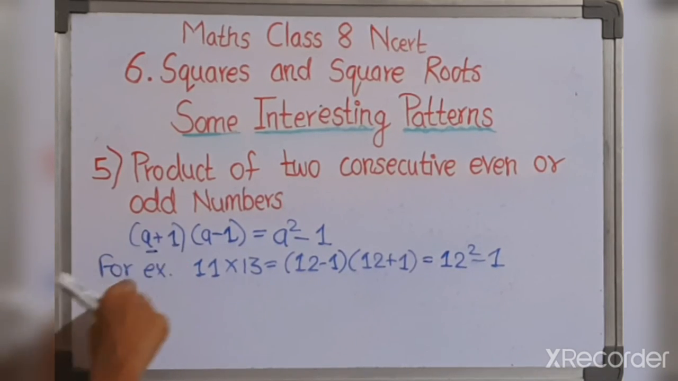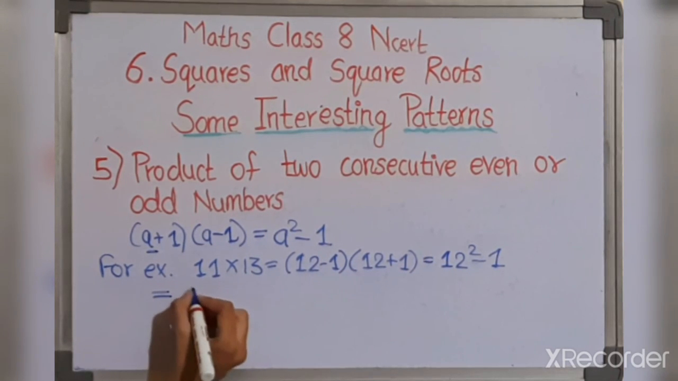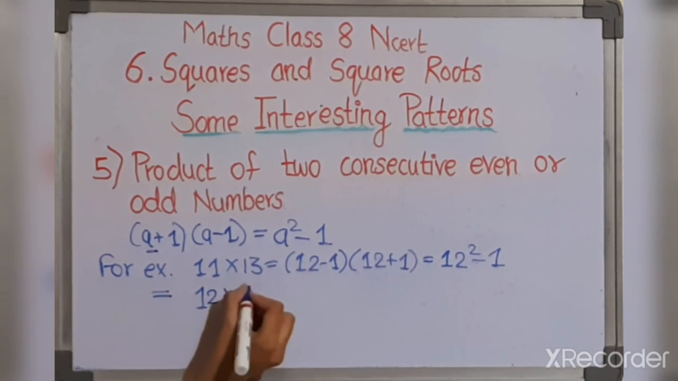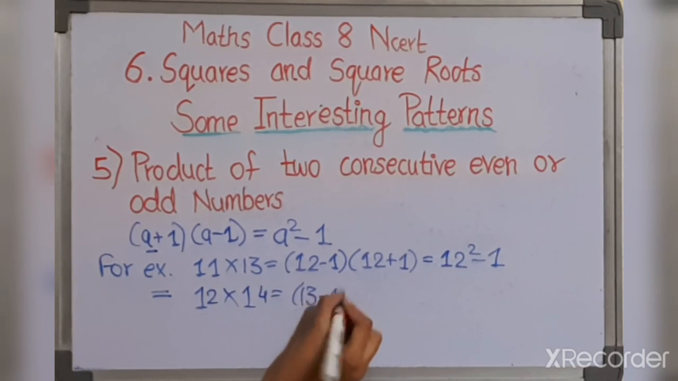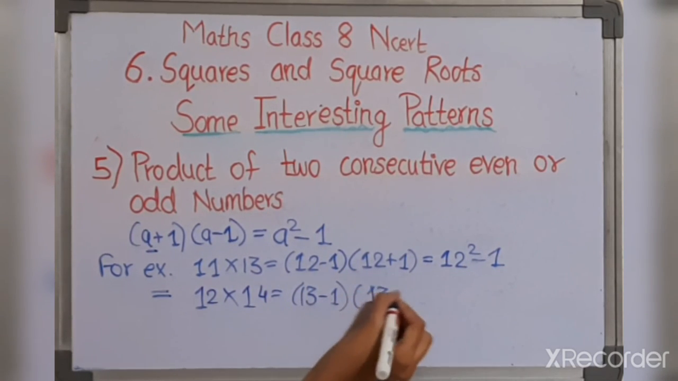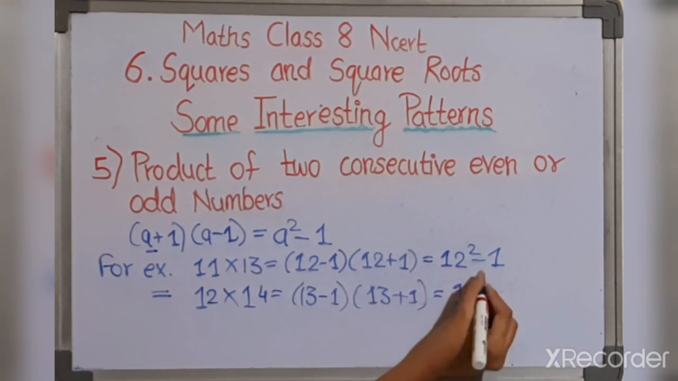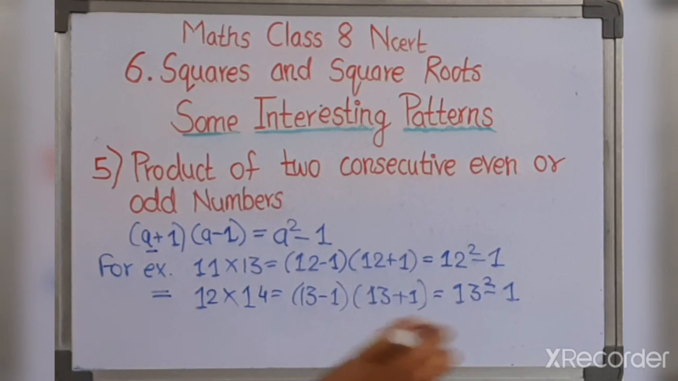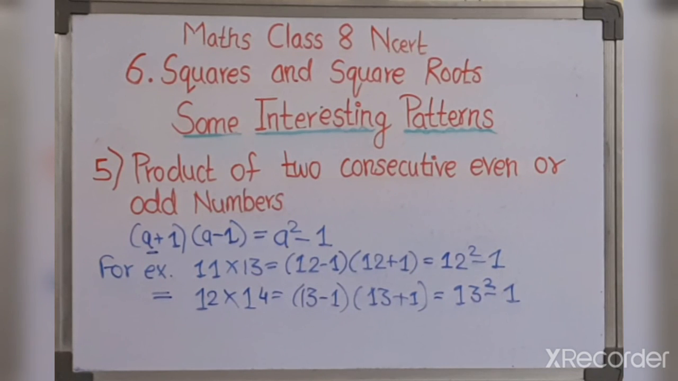So likewise it will be the pattern. Now the next one is 12 into 14. Here it will be (13 minus 1) and (13 plus 1), which is equal to 13 square minus 1. So this is all about some interesting patterns. I hope you understand about this.